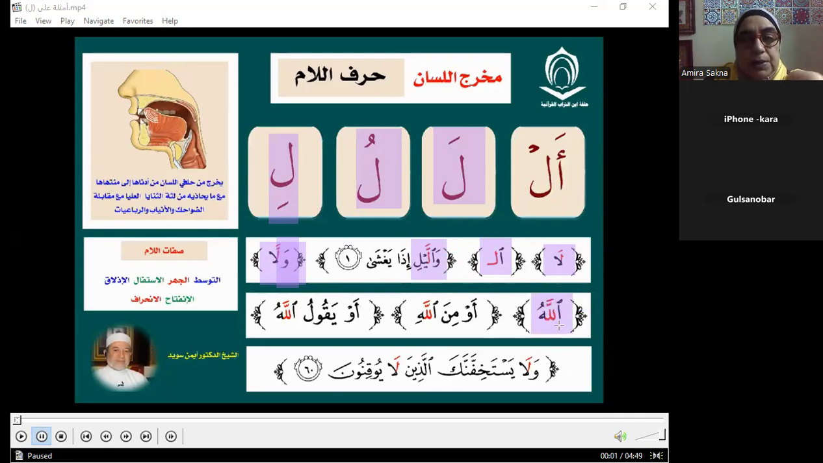Allah. If we begin with Allah, Hamzat al-Wasl will receive fatha because it's the definite article al-ta'rif. So the lam of Allah will be a heavy letter, or harf al-mufakham. Allahu, Allahu.